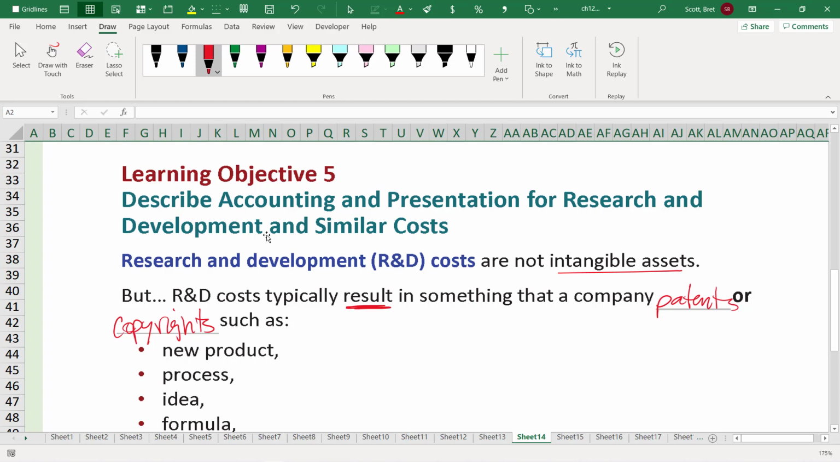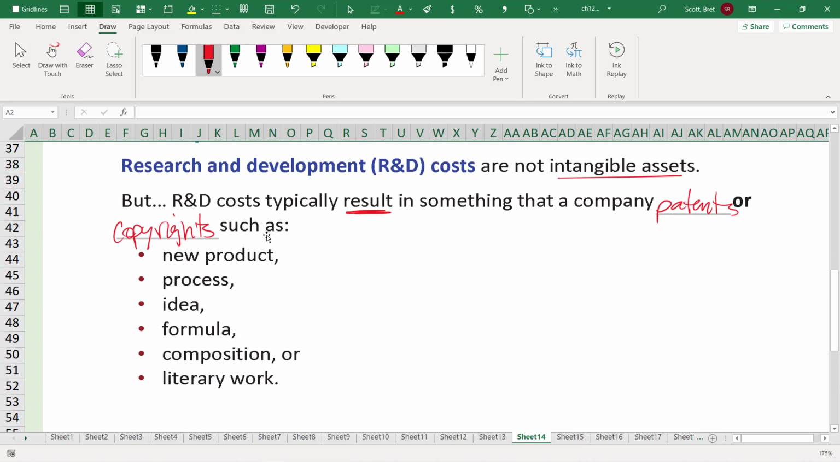Everything up until the moment you go into the studio is just R&D. You're just trying to discover a new song. It's expensed, right? Only when you find something can you start capitalizing it. You have a song, put it on wax, then file a patent or copyright on it. Some different things you might discover: a new product, a new process, a new idea, a new formula, composition, or a literary work. Everything up until the point of discovery is expensed.